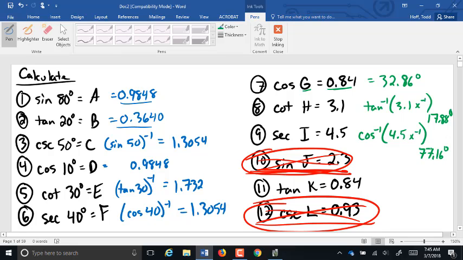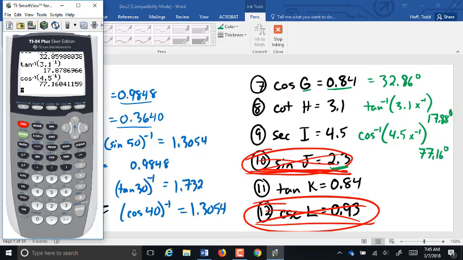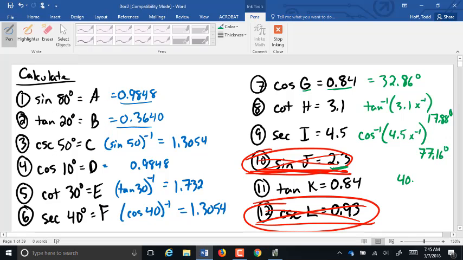We can't do the sine because that was not a possible value for sine. Tangent of k, we're just going to do inverse tangent. Second tangent of 0.84, 40.03 degrees. Remember, tangent and cotangent can take on pretty much any value, but the only value they can't take on is 0. What do y'all think?